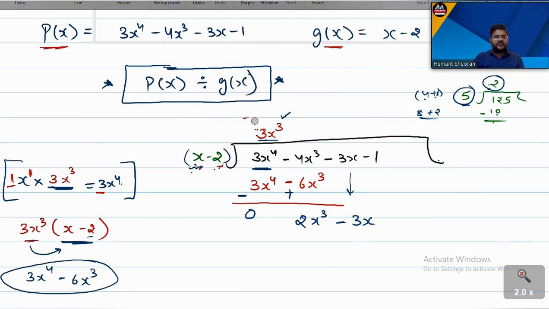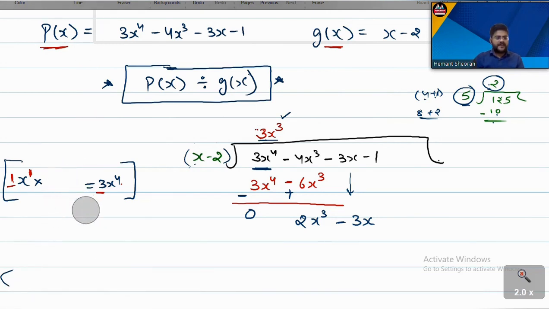Now again you have to think, with what number should we multiply this x so that we get a 2x cube? So what is that number? 2x squared. Okay, so 2x squared will be the number. I will write down a positive 2x squared. So 2x squared times x will be what? A 2x cube. Yes or no? 2x squared times negative 2 will be how much? Negative 4x squared. Yep.